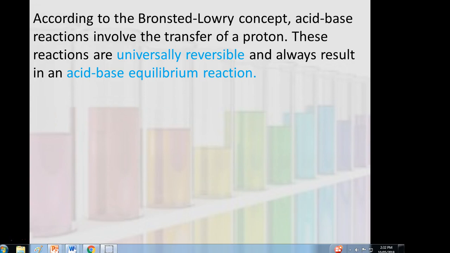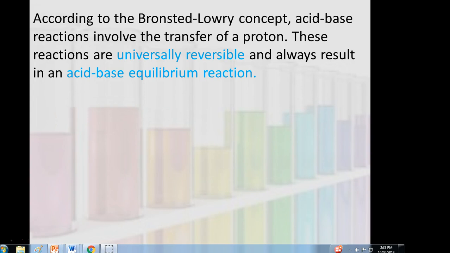Okay, so according to the Bronsted-Lowry concept, acid-base reactions involve a proton transfer. The reactions are universally reversible. Not necessarily always the case with our strong acids or strong bases, but we can, I guess, make it precipitate, at least with the bases. And they always result in an acid-base equilibrium reaction. So universally reversible, and they result in an acid-base equilibrium reaction.